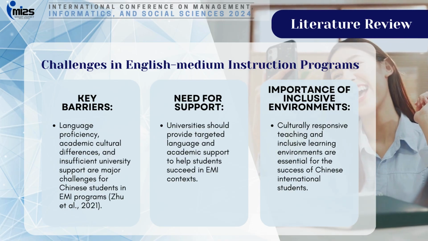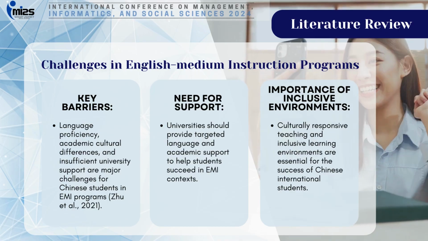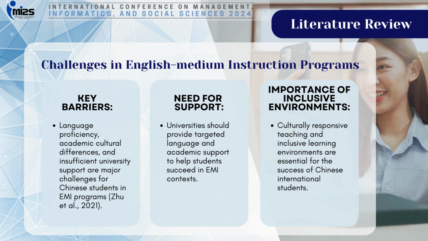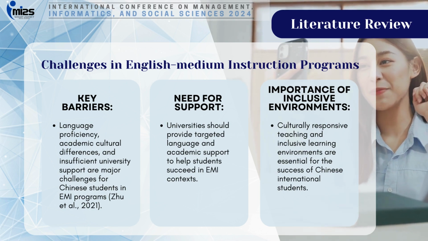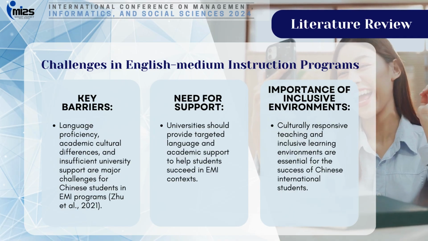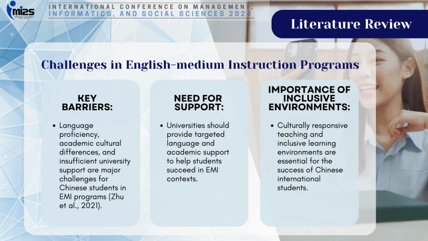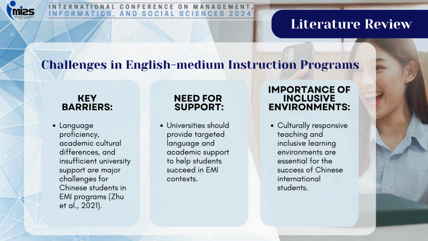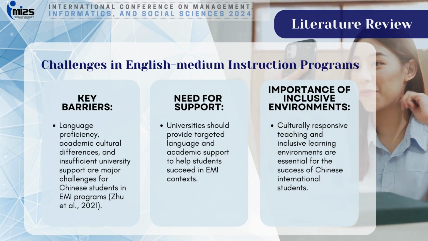Next, need for support. To help Chinese students thrive in these contexts, universities need to provide more targeted language and academic support. This could involve language workshops, tutoring, and dedicated resources that address their specific needs. Lastly, importance of inclusive environments. It's equally important to create culturally responsive teaching methods and inclusive environments. This can foster a sense of belonging and ensure that Chinese international students feel supported in their learning journey.